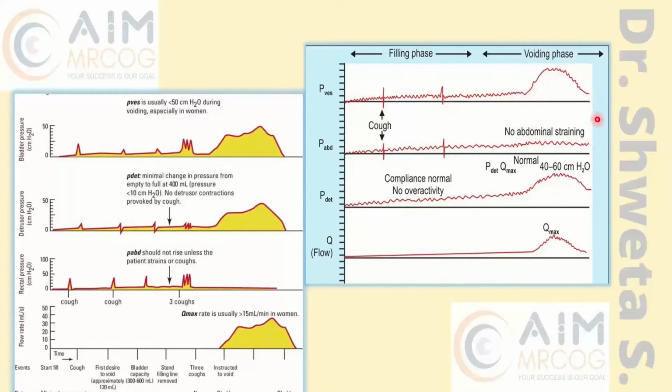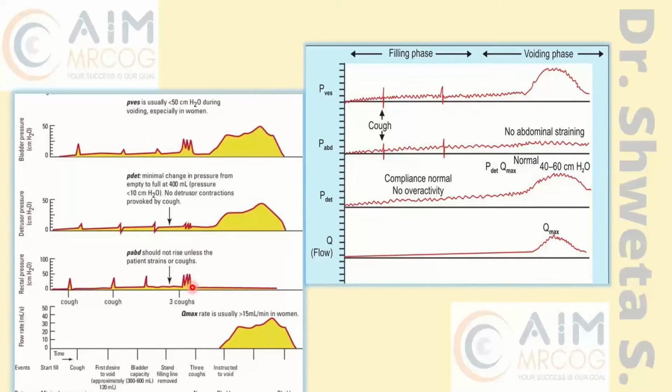And while voiding, she shouldn't have any abdominal straining. While voiding, you will see that Pves and Pdet are rising. Now here they have given the Qmax of 40 to 60, but don't consider that because, as I told you, there will be different values by different continence societies, but you have to take up to 36 as normal. Qmax up to 36, you will take normal, right? And the detrusor pressure up to 70, you will take as normal. So here it is 40 to 60, so that is normal. Now here if you see Pves, we want less than 50, so it is normal. Pabd less than 50, so it is normal.